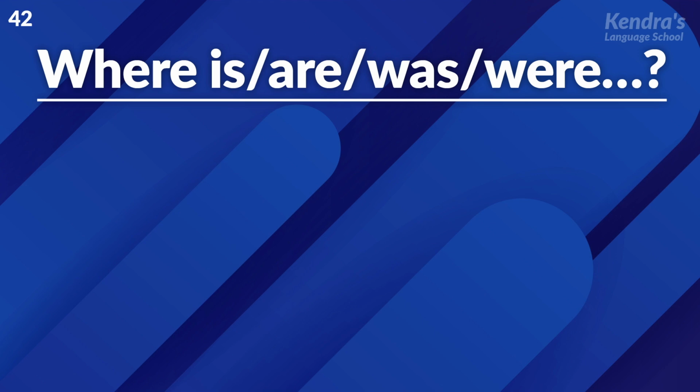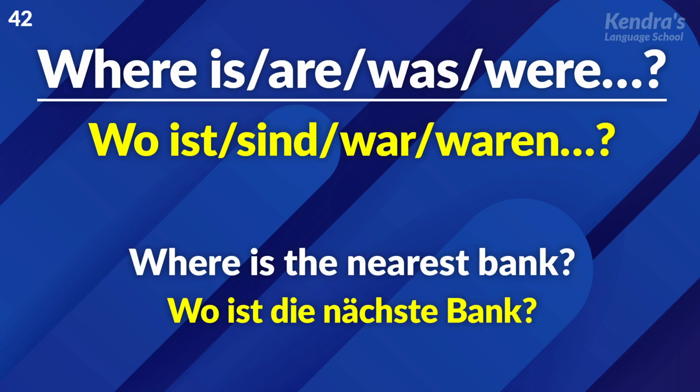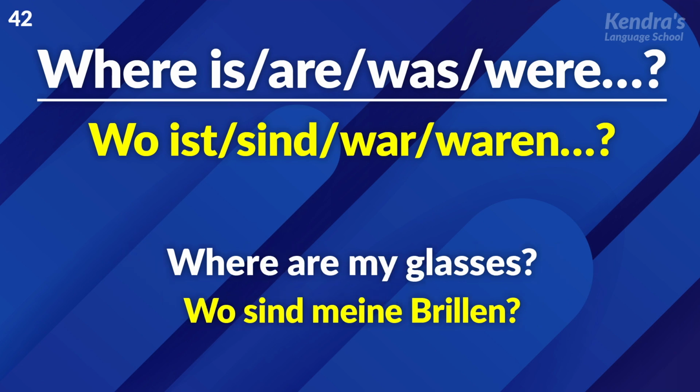Where is or were? Wo ist, sind, waren? Wird verwendet, um nach dem Ort von etwas oder jemandem zu fragen. Wo ist die nächste Bank? Where is the nearest bank? Wo sind meine Brillen? Where are my glasses?